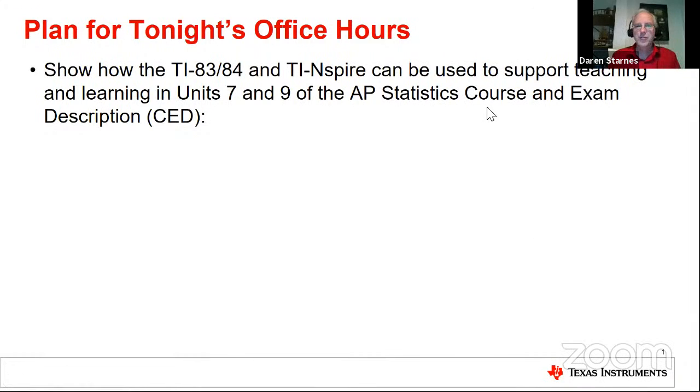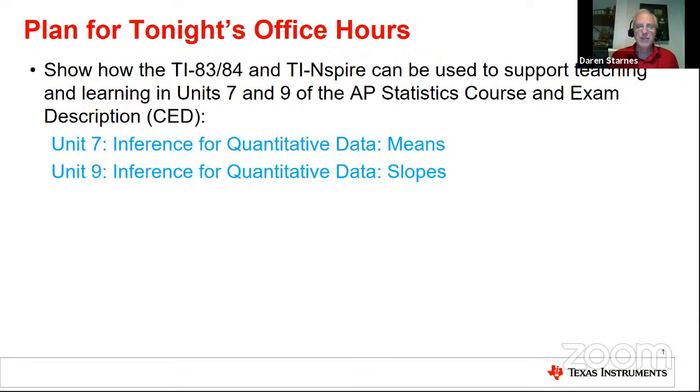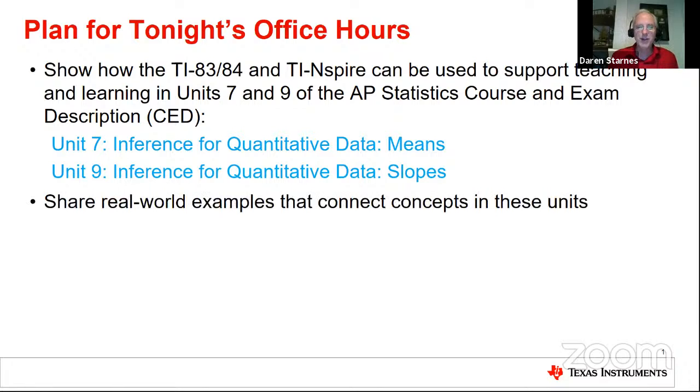The goal tonight is to show you how we can deal with topics in units 7 and 9 of the AP Statistics Course and Exam Description, or CED, with both the TI-83/84 and the TI-Nspire. Unit 7 is inference for quantitative data, means, and unit 9 is inference for quantitative data, slopes. So it's two very different types of inference. One is just one variable, and the other is two variables, both quantitative in the case of inference about slope.